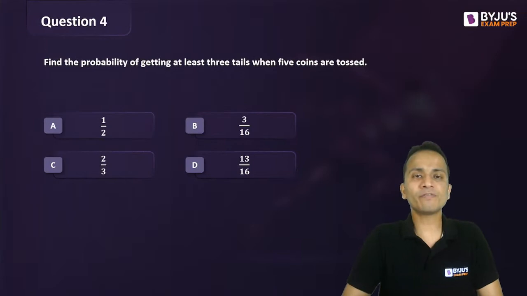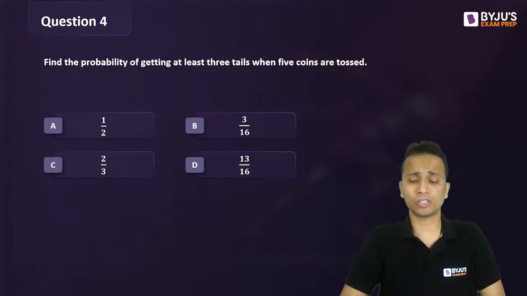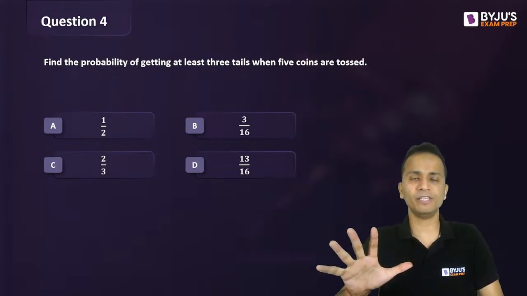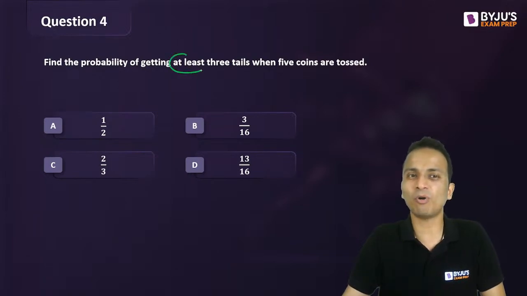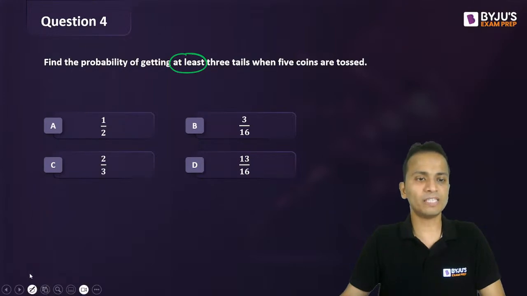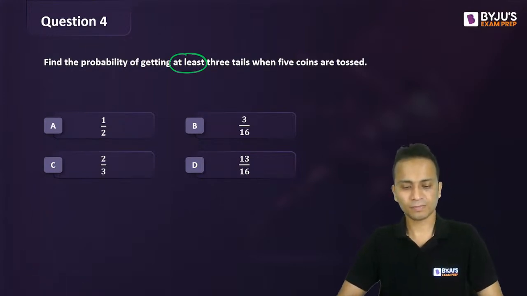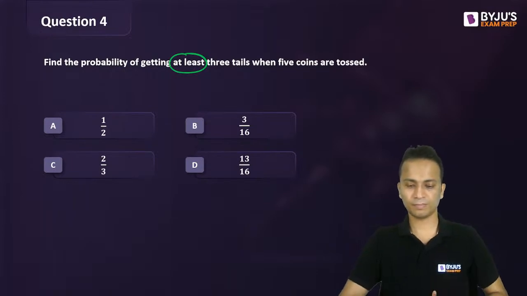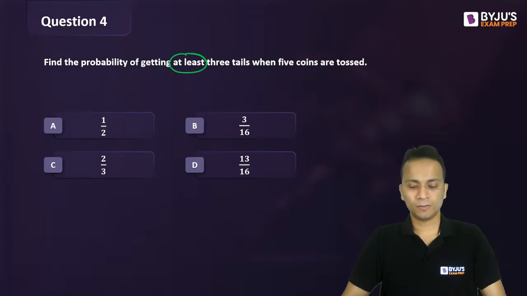Find the probability of getting at least 3 tails when 5 coins are tossed. So we are tossing 5 coins. I need at least, this word is very important. At least 3 tails. So you have to find the probability of this. Let's see who gives the correct answer first.